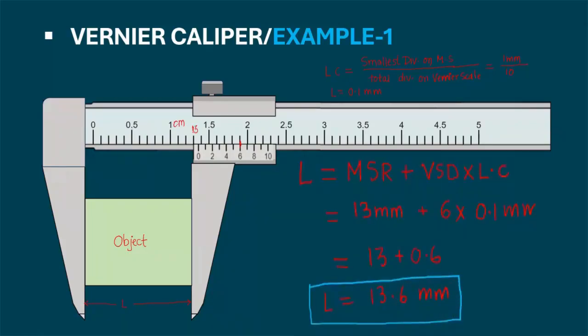It means up to here it is 13 mm, and from here to here, this gap is 0.6 mm. Okay, so 13 plus 0.6 is 13.6 mm. This way we can easily measure the size of an object.